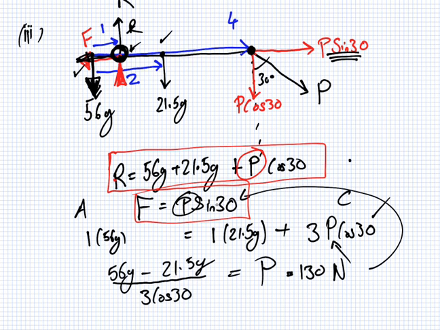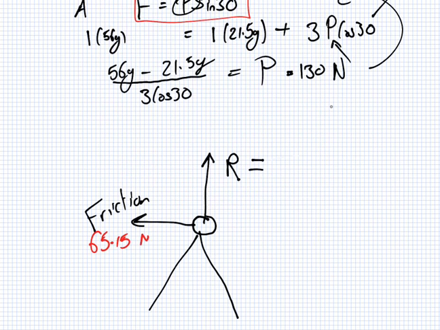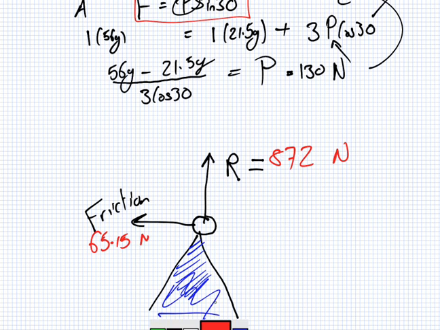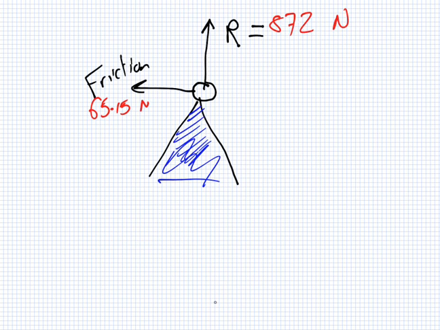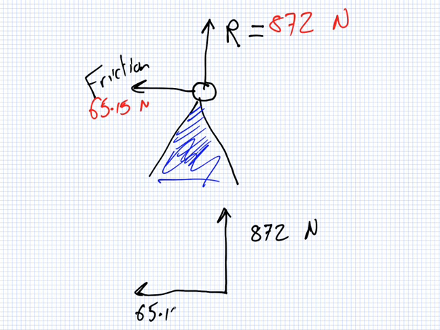You got 872. Okay, so we've got 872 newtons. Yeah, so look, I'll just draw this again on a triangle. What's the force going up? 872 newtons. And the force going left is 65.15 newtons. They want the magnitude.